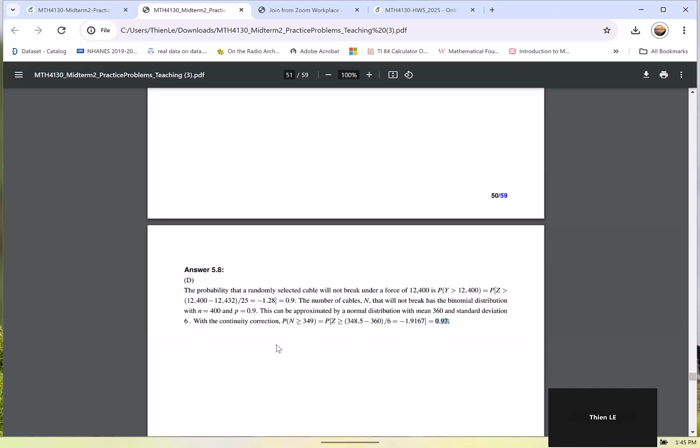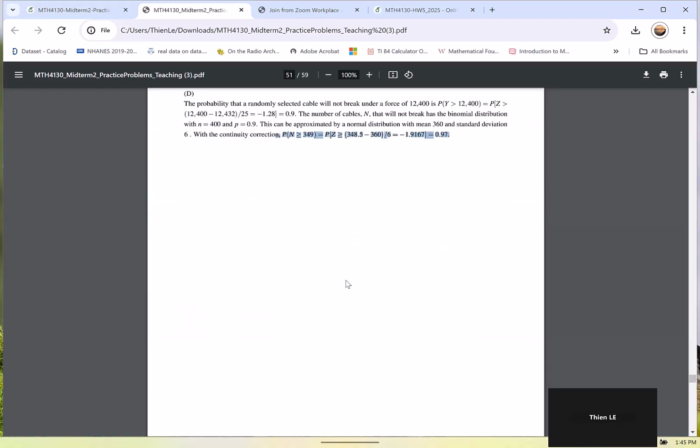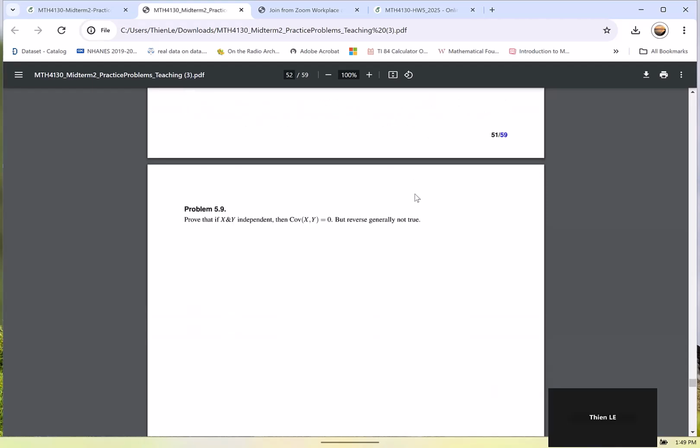So your TI-30 in your exam room can process the normal CDF, okay? But it cannot do the binomial distribution. So this is why this approximation is needed. But for our test in Math 130, we don't need to worry about that. It's just a warning, okay? Next, 5.9. Prove that if X and Y are independent, then the covariance is 0, but the reverse is generally not true.